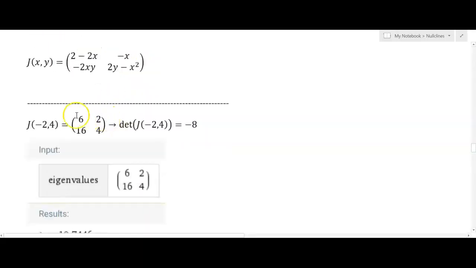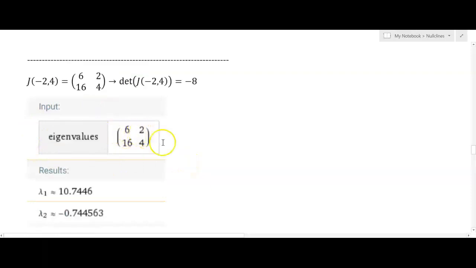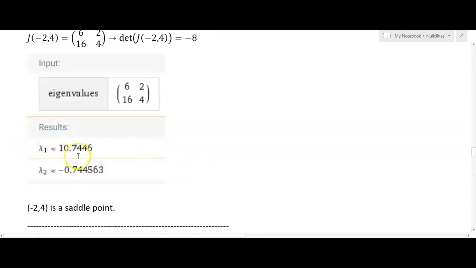I'll start with the first equilibrium point, (-2, 4), and plug that into the Jacobian matrix. I get 16, 2, 16, and 4. I encourage you to verify all of this, plug it back in, and make sure that you agree. Before we compute eigenvalues to classify it, we have to check its determinant and make sure it's not 0. It comes out to negative 8, which is fine. Now we compute the eigenvalues, and we get 2 real eigenvalues, which means that the theorem is still valid. One of them is positive, one of them is negative, therefore (-2, 4) is a saddle point.